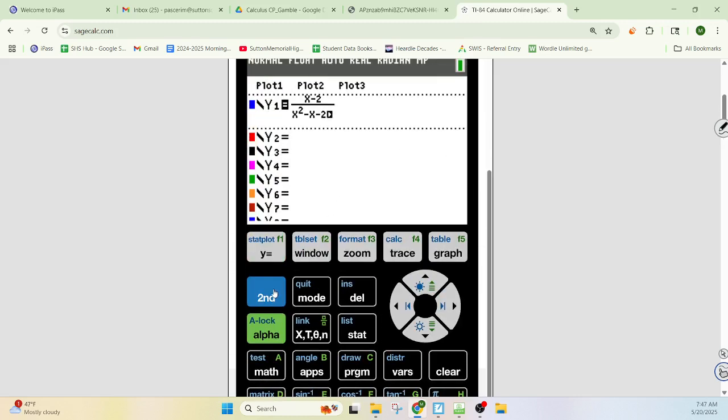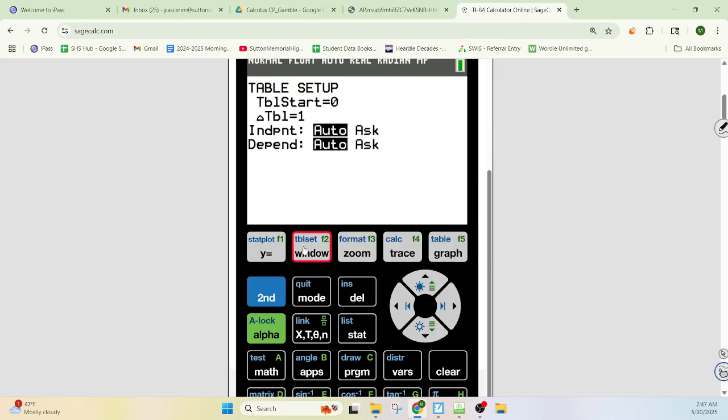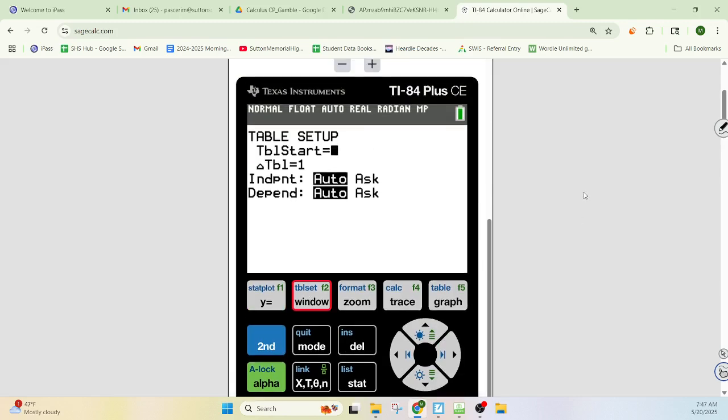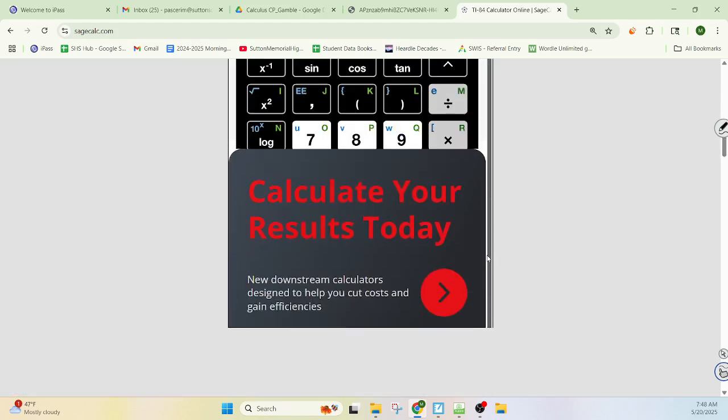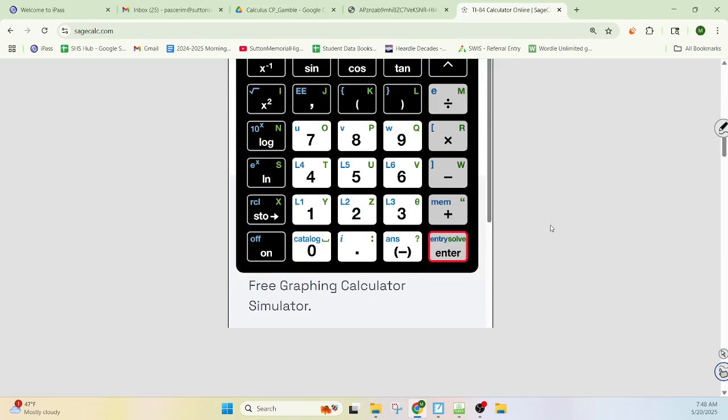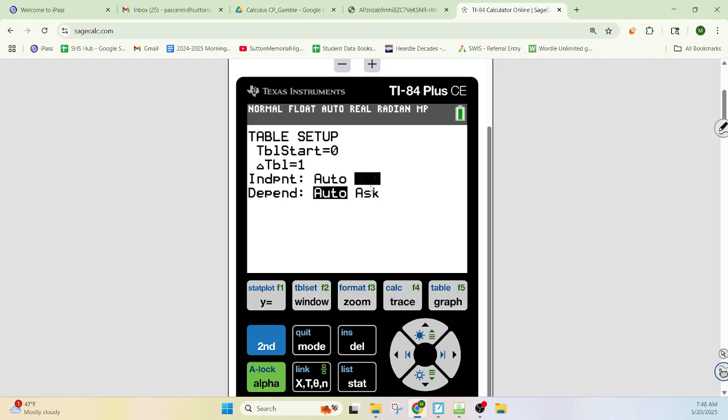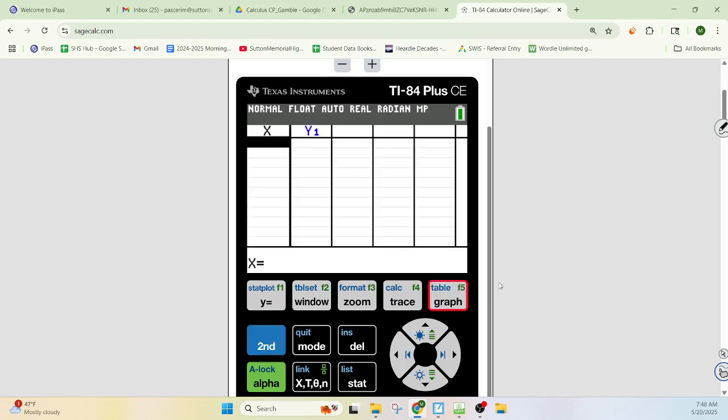Okay, so what I'm going to do is go to second table set. I think you've probably seen how to do this, but I want to make sure that you know how to do this. So go to second table set, and you want to change your independent variable to ask. We change our independent variable to ask. When we go to second table, we now have a table with blank x's. It could be filled in with something random too. But now we can just type whatever x's we want.